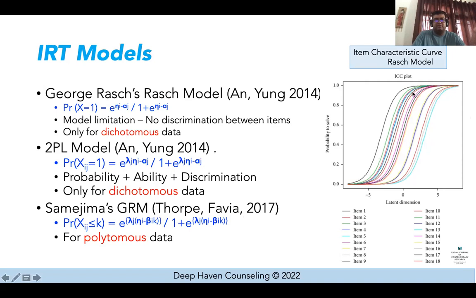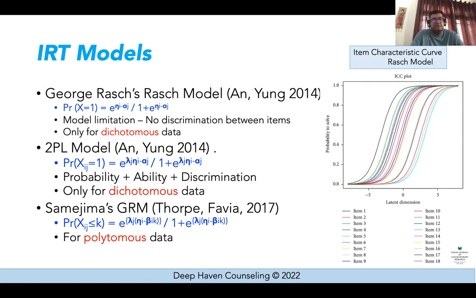As you would see, every line has the same steepness. The steepness would differ from one line to another if the discrimination between items exists. So the Rasch model doesn't measure that. So this is the item characteristic curve of the Rasch model. And also the other thing is it can only accommodate dichotomous data. And then we have the 2-parameter model, which is 2PL. And then here you can measure the probability, ability, and discrimination, but again for dichotomous data.